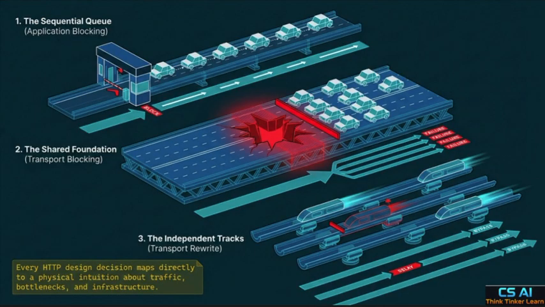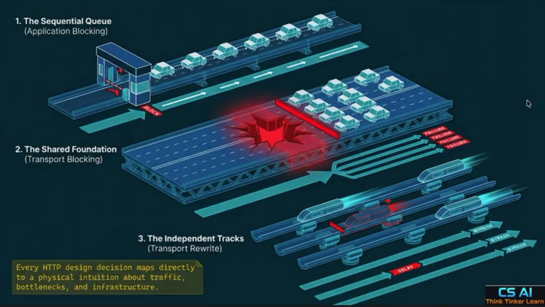To understand HTTP, think about physical traffic. Every design decision maps to a physical intuition. HTTP 1.1 is a sequential queue. If the toll booth is slow, the whole highway stops. HTTP 2 is like a shared foundation. We added lanes, but if the bridge itself collapses, all lanes fail. HTTP 3 is the independent tracks model. Individual pods move on their own rails. If one pod breaks, the others just zoom past it.